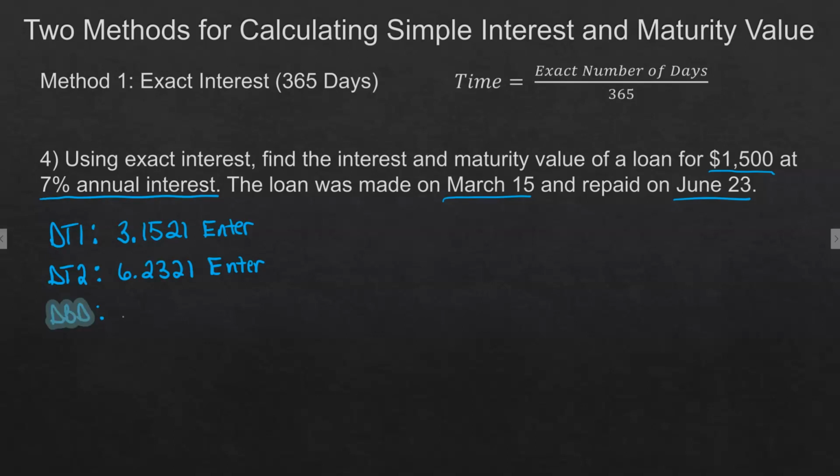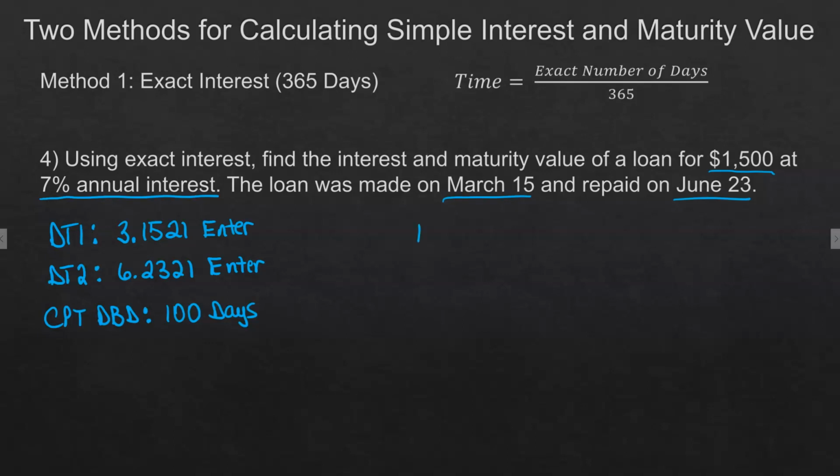Let me write that down. Compute days between dates, because we need to know how many days that is. And when you find this, you're going to see that it's 100 days. So that's the number of days that we're going to use. That's how many days are between March 15th to June 23rd.